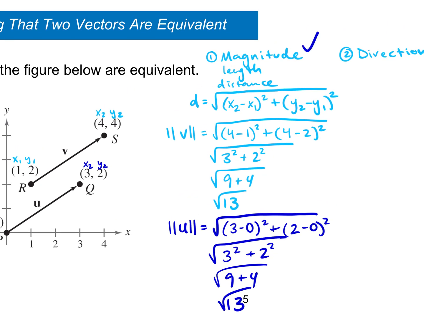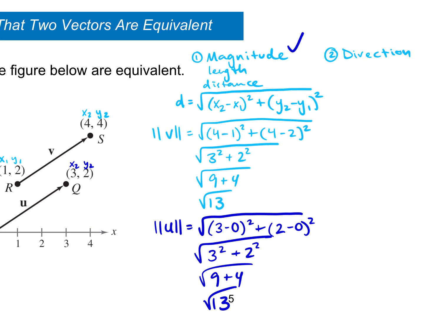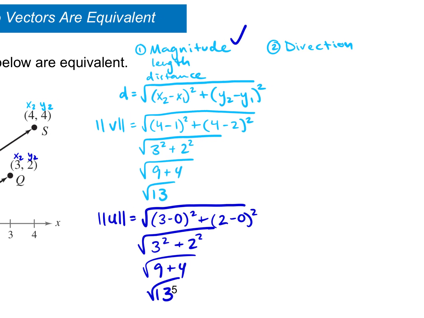We need the magnitudes to be the same and the direction to be the same in order to see if they are equivalent. So next we have to see if the direction's the same. To see if the direction's the same, we're going to use the slope formula. What is our slope formula? Y2 minus y1 over x2 minus x1.